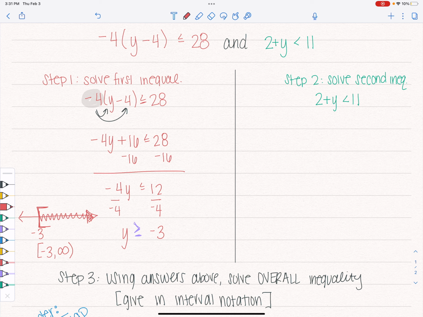Then step 2 says to solve the second inequality. So the good news is this one's a lot easier. Get y by itself, I'm going to subtract 2 and get y is less than 9. I'm going to graph it and find interval notation. And so y less than 9 is going to be to the left, and it's a parenthesis because it's just less than. So my interval is going to be -infinity to 9 and close that parenthesis. So there are my step 1 and step 2.